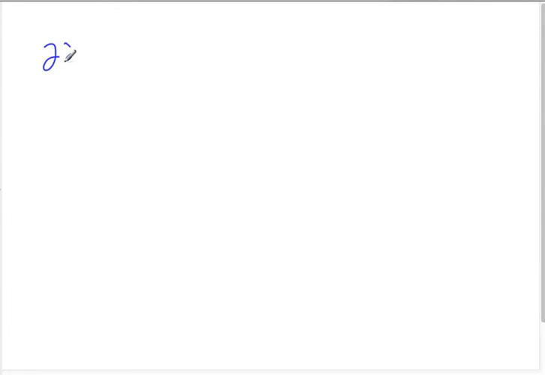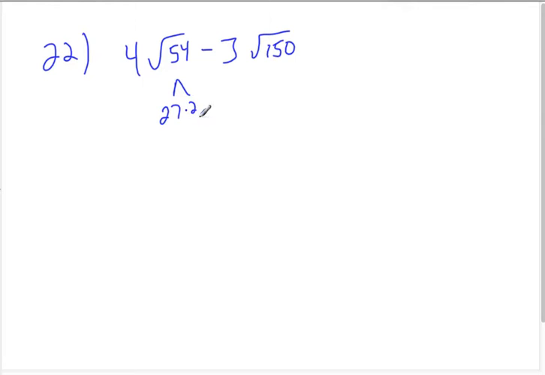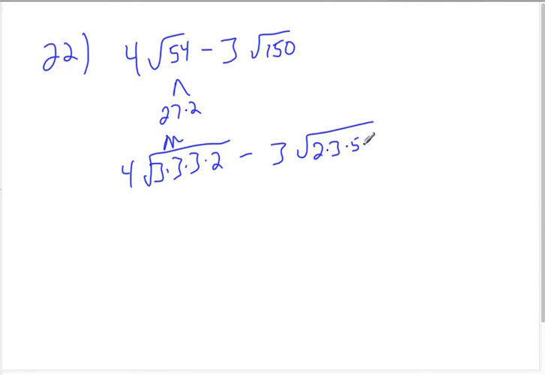Moving on. 22. We have 4 root 54 minus 3 root 150, which is one we've done earlier in the practice test. So 54 is what? 27 times 2. I think we've done that as well. So 27 is 3 times 3 times 3. That 2 is still there. So what we have is that minus, and then 150 is what? 3 times 5 times 2 times 5. So 2 times 3 times 5 times 5. Let's double check that. 25, 75.